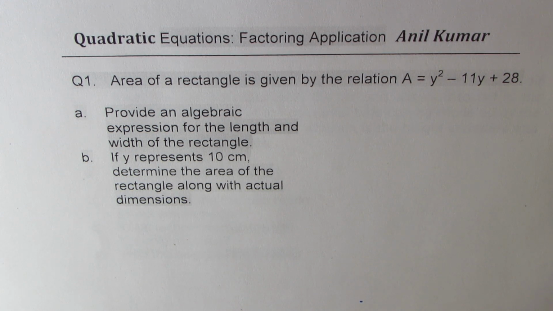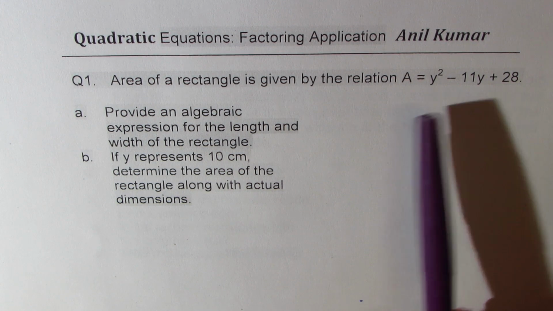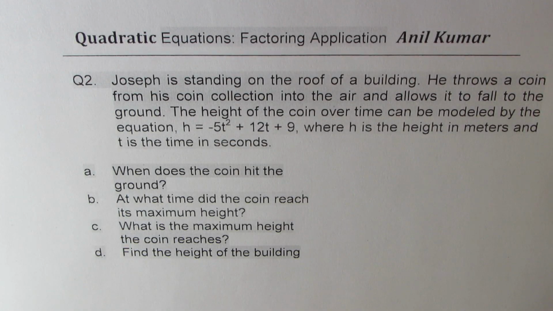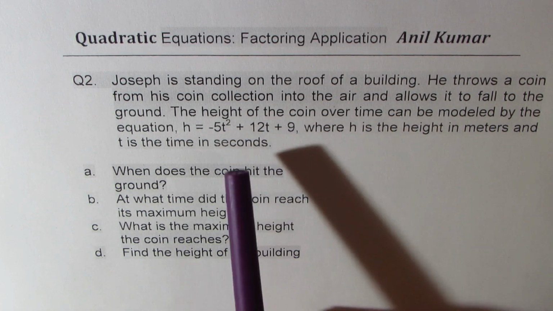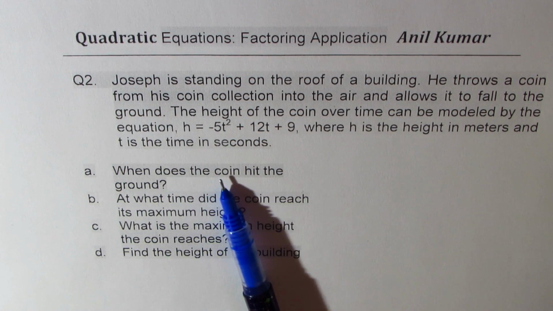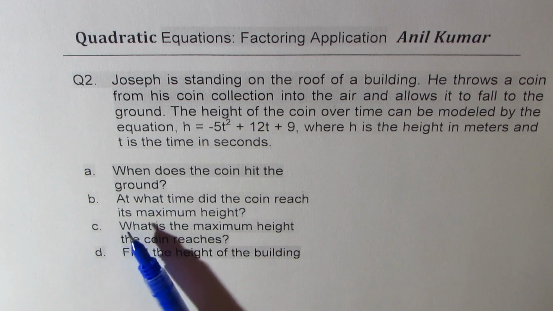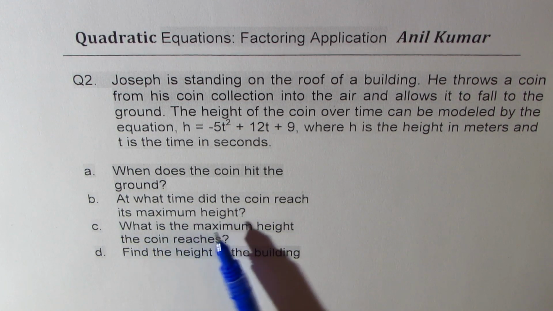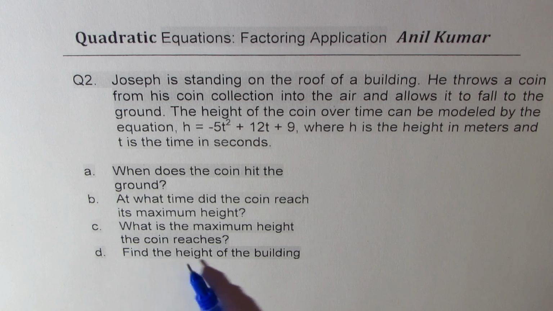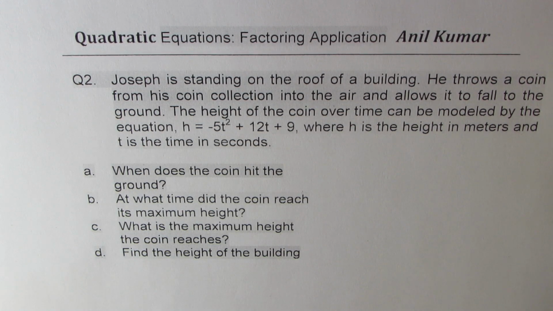So the first step here is to go through all the questions. Here is question number 1. Broadly speaking, we are talking about a rectangle's area, and we have to factor to find its sides and dimensions. Question number 2 is about projectile motion where a coin is thrown. h gives the height, and based on the equation, we have to find when the coin hits the ground, at what time the coin reached its maximum height, what maximum height the coin reaches, and the height of the building. So these 4 questions relate to question number 2.